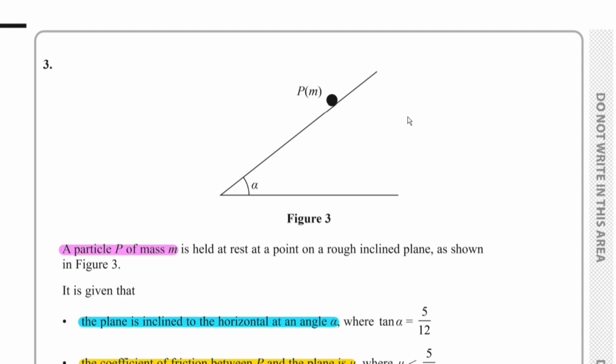Before we do anything else, let us show all the forces. We have the reaction force R, we have the weight mg, it's inclined at an angle alpha, and if the particle slides down the plane, we have friction opposing it. Here is the frictional force F.